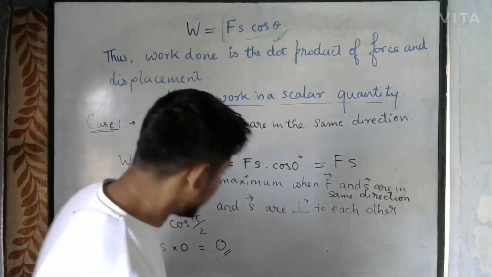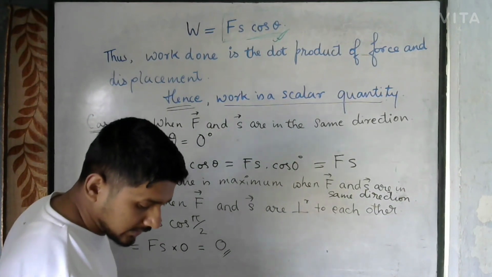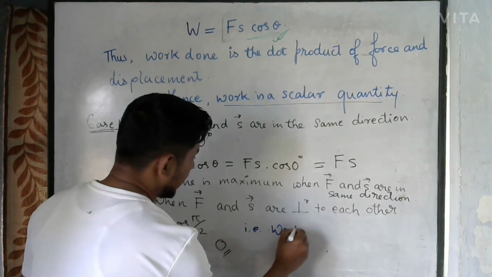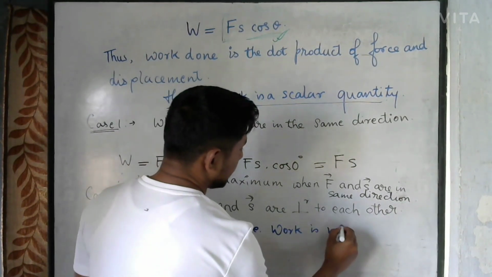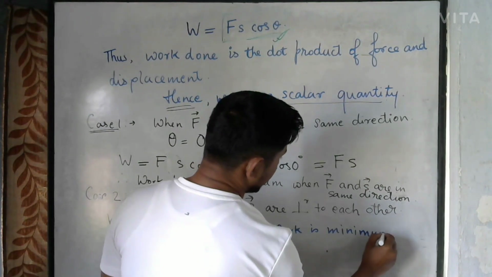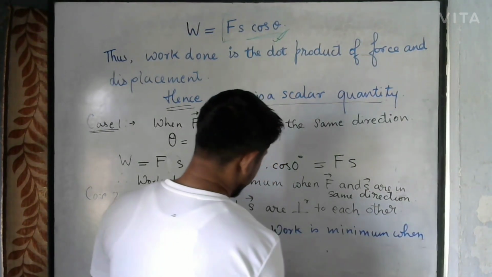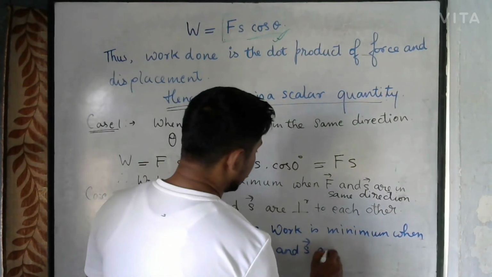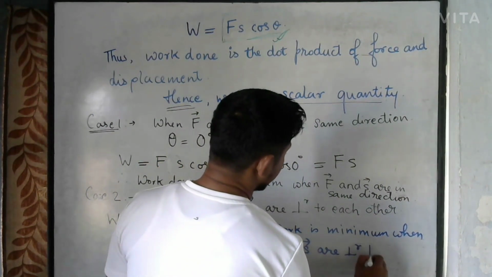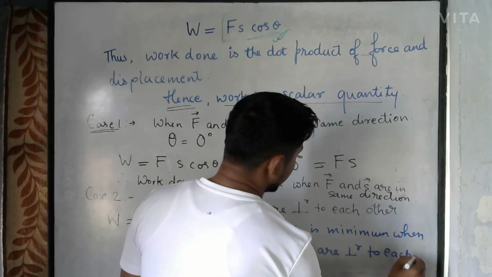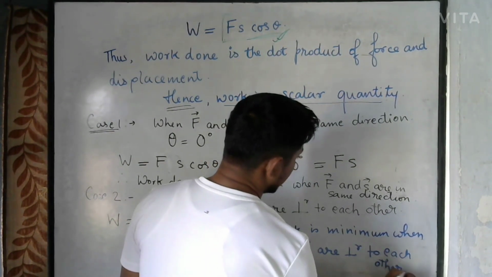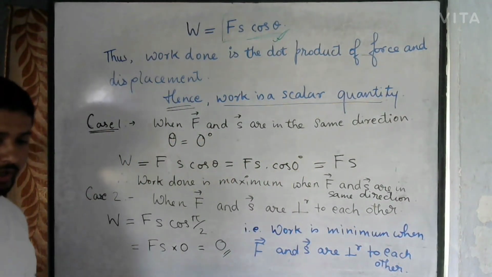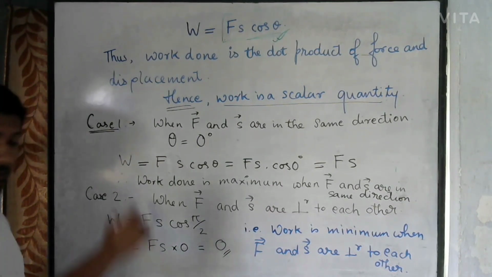Okay, so just let me write it down so that you can copy this all by yourself. That is, work done is minimum when F and S are perpendicular to each other. I hope this is clear to all of you. Right, it's done. So you can just pause the video and note down whatever I have written on the board.